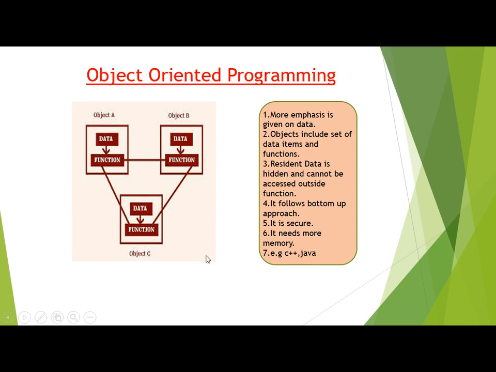You will see that when you develop programs, at the bottom we declare the objects, and that object will call all the functions which are there in the program, so that the programming control will be from bottom to top. So this is more secure, it needs more memory, as you create many objects in a program, so this will obviously need more memory. Examples of this kind of programming languages are C++ and Java. So these are some of the important features of all these three types of programming methodologies.